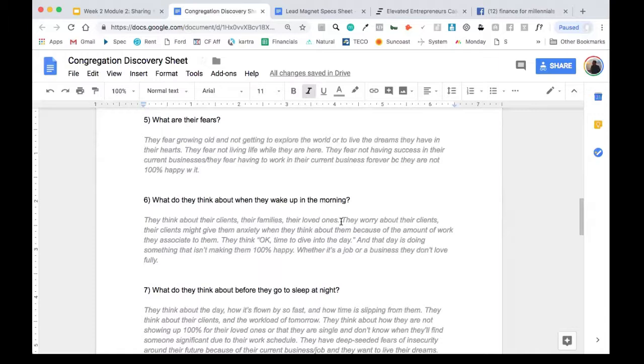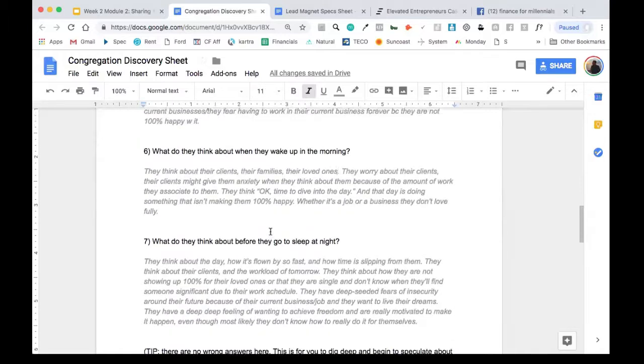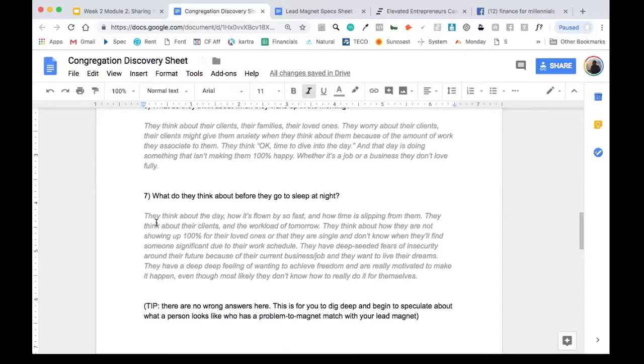And they might think, okay, when they wake up, now time to dive in. And basically they know that their day isn't going to make them happy. They're not excited. And that's what I would be thinking maybe. This is all speculation, but you got to start somewhere. So what do they think about before they go to sleep?